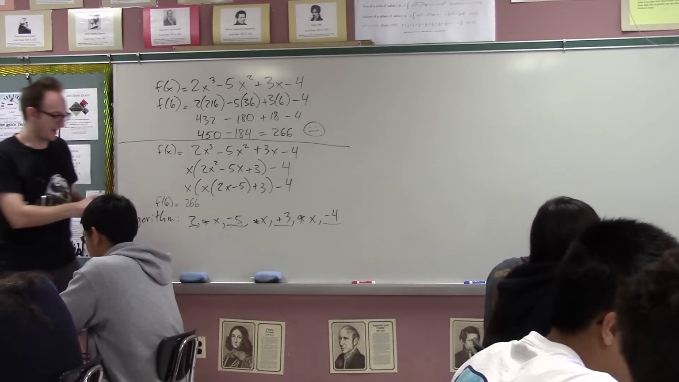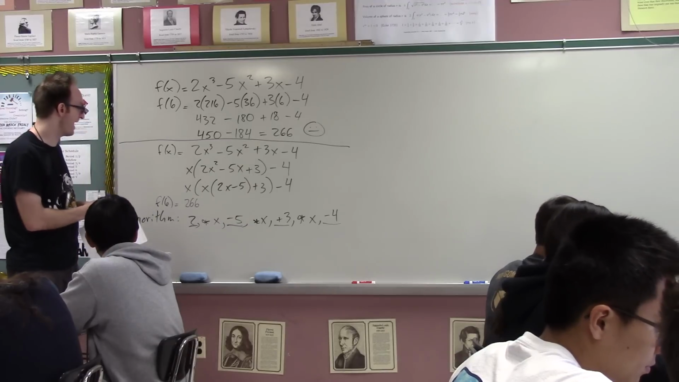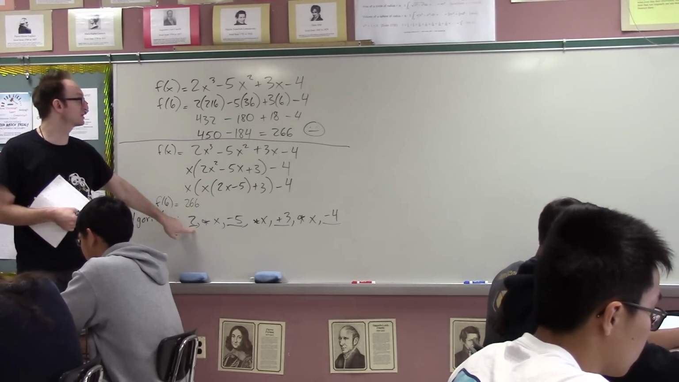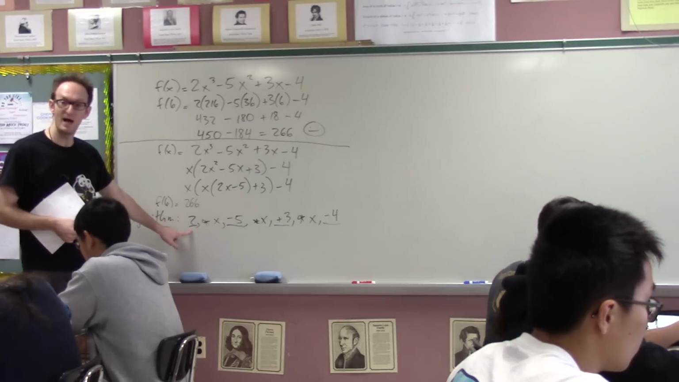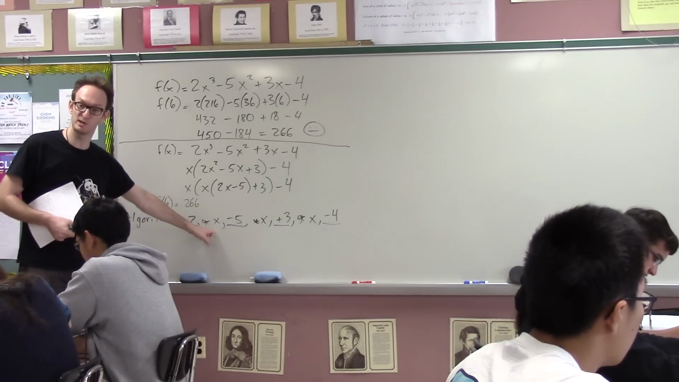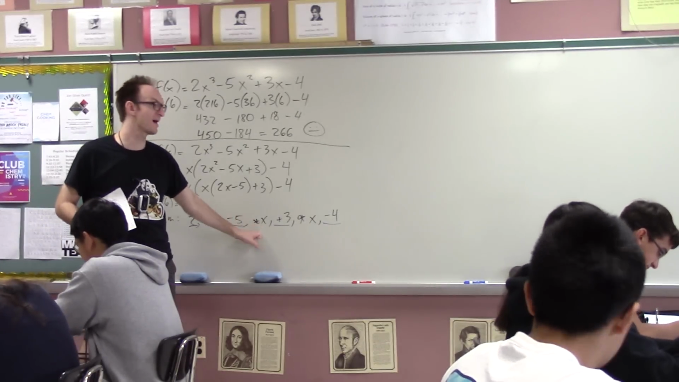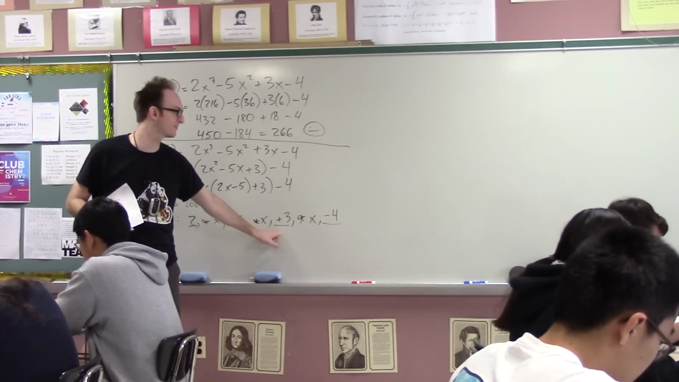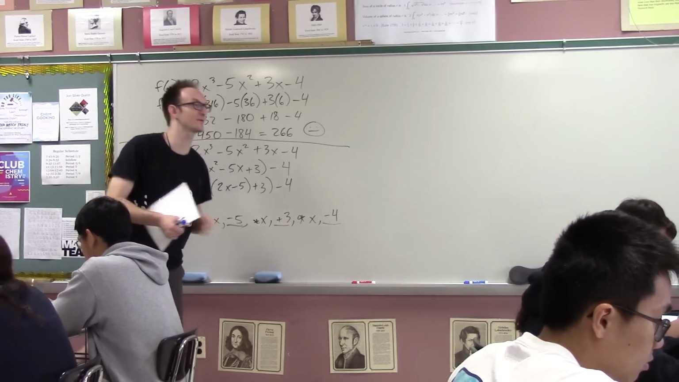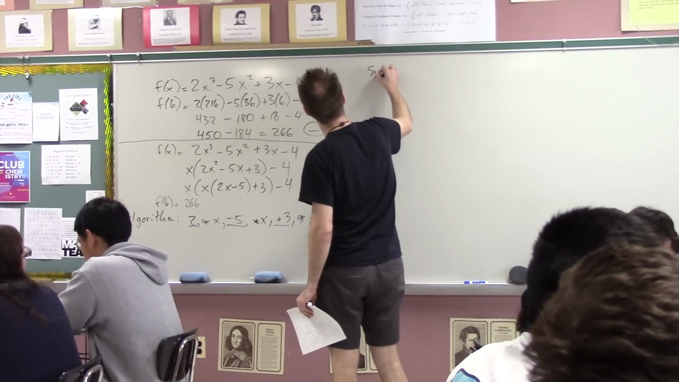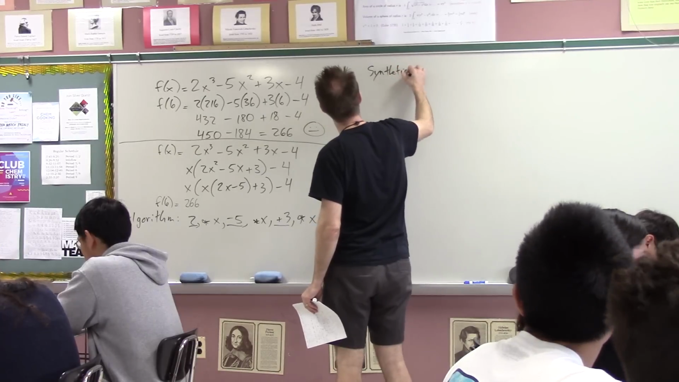So apparently what I've just shown is that if you want to compute f of some number x, you just take the first coefficient of the polynomial, multiply by that input, then add the next coefficient, multiply by that input, add the next coefficient, multiply by that input, add the next coefficient, and you're done. Right? This has a name. This thing is called synthetic substitution.